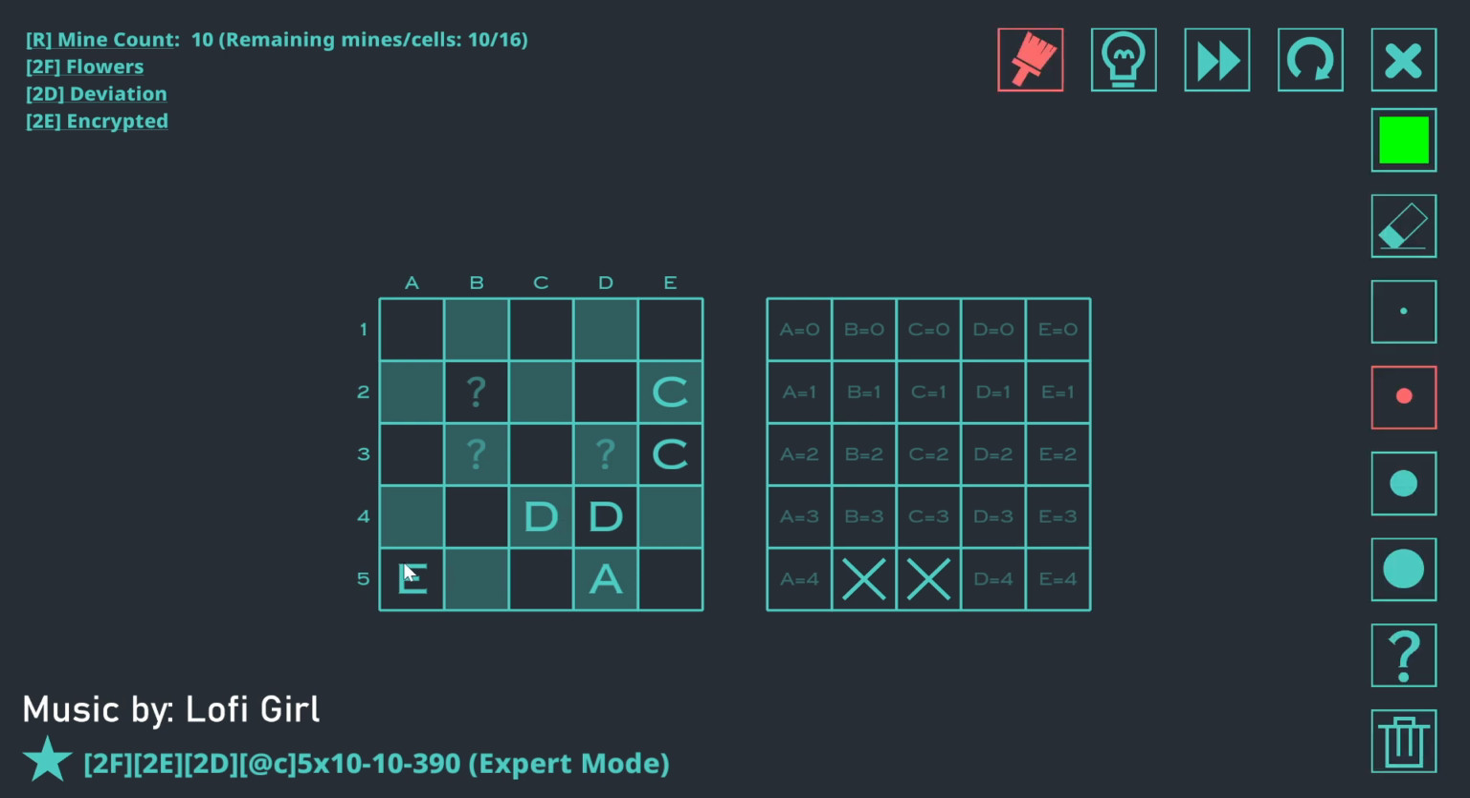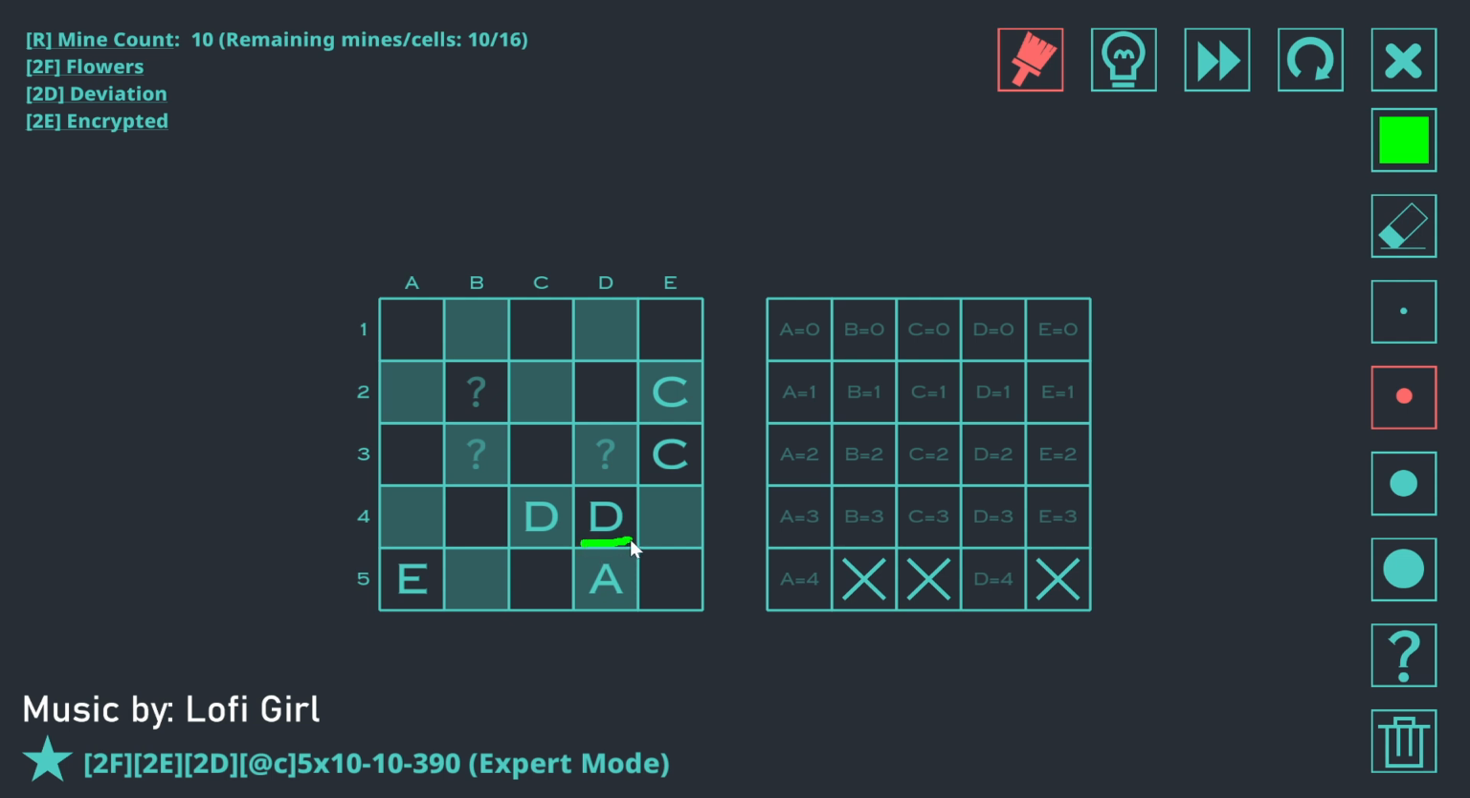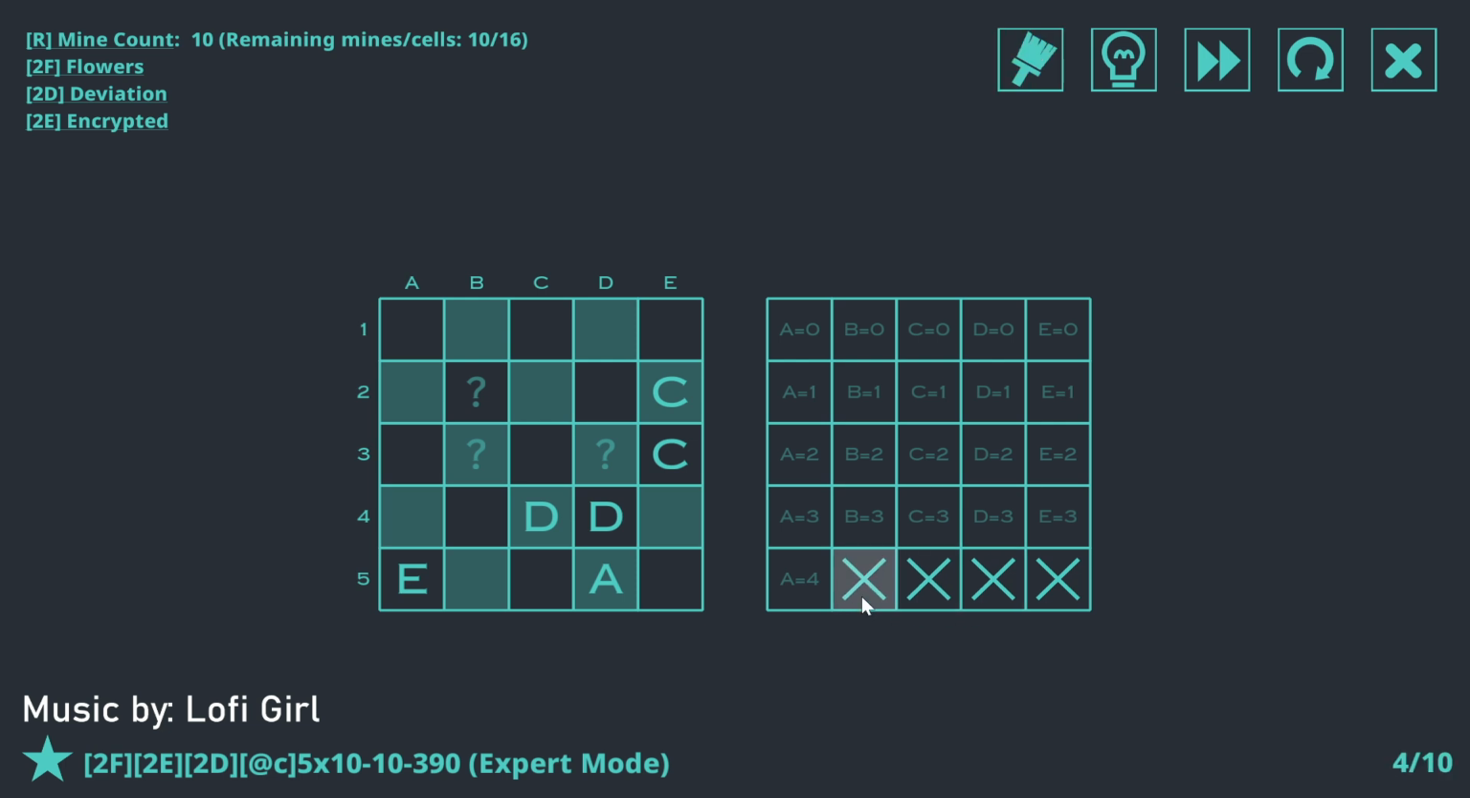But could E be 4? If E was 4, then it breaks flowers because this mine here sees 2 non-colored mines. So this E can't be a 4. Now either A is 4 or D is 4. Aha, but D can't be 4 either, because if D was 4, you'd fall into the same problem, where this mine here sees 2 non-colored mines. So D can't be 4, which means A is 4. And if A is 4, these are all just mines. D now has to be at least 2, so we can cancel those out.